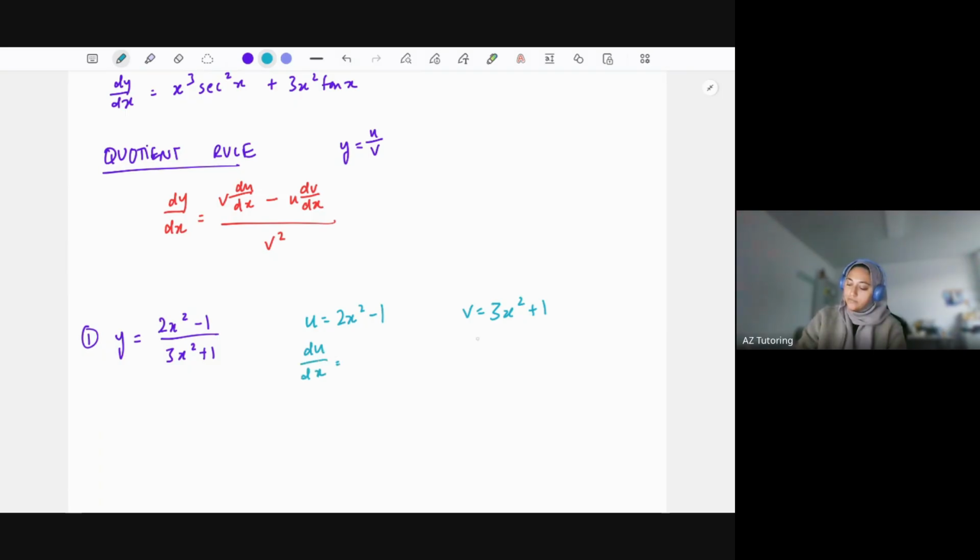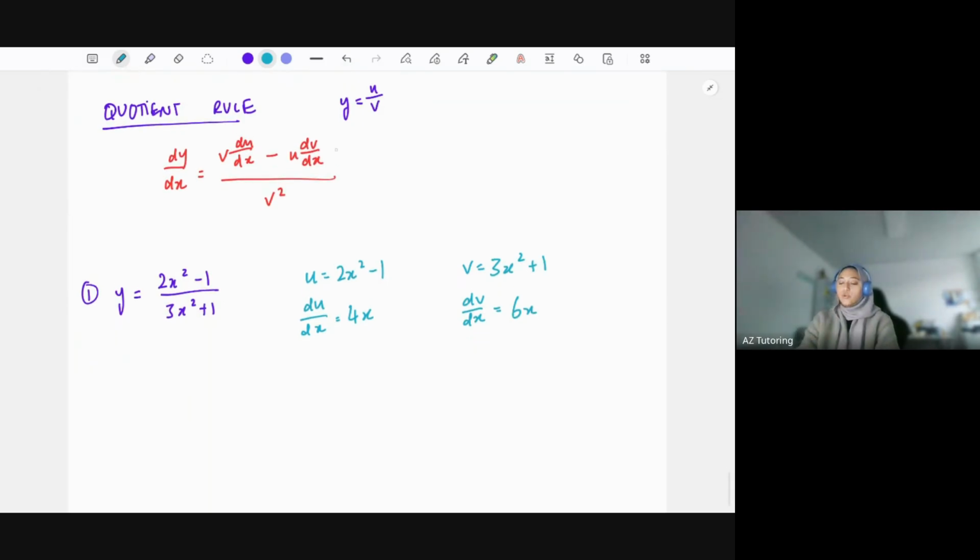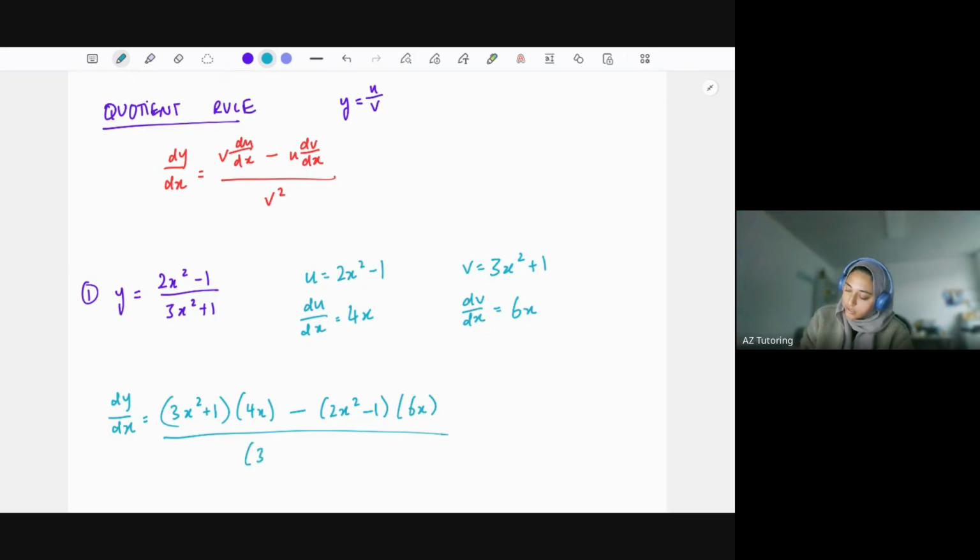Differentiating each of these. The differential of u with respect to x is just 4x, and the differential of v with respect to x is just 6x. Now it's just a matter of plugging everything into the rule. So dy over dx equals v, which is 3x squared plus 1, times du over dx, which is 4x, minus u, which is 2x squared minus 1, times dv over dx, which is just 6x, all over v squared, which is 3x squared plus 1 all squared.